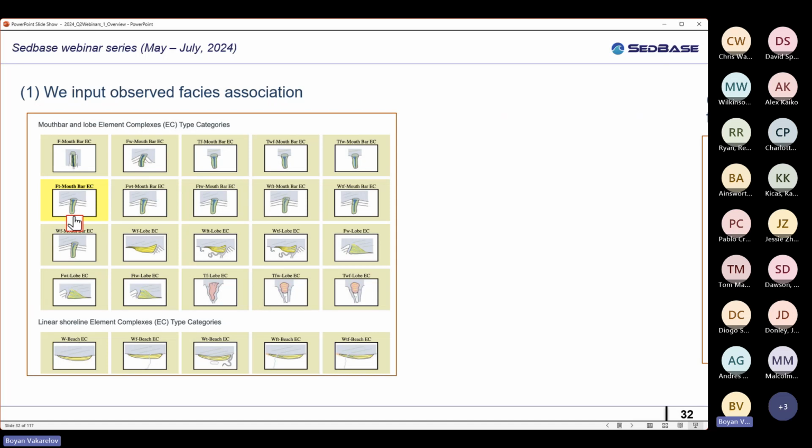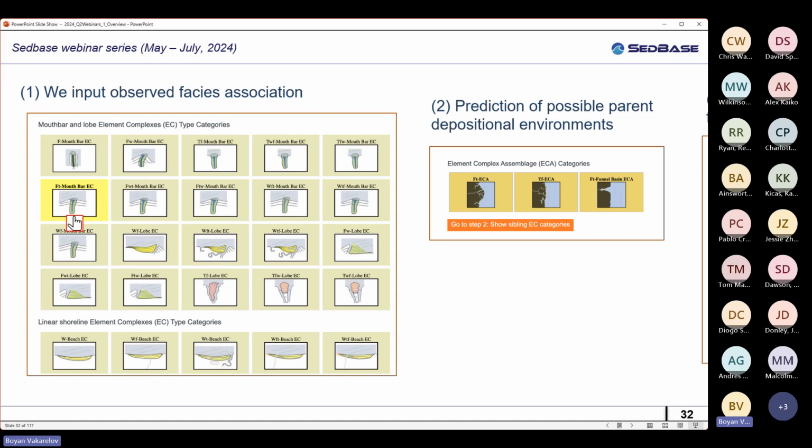So one thing that you can do with these predict modules is that you can tell the database what types of units you have identified. In this case, we have identified an FT mouth bar. So this is a fluvial dominated tide influenced mouth bar deposit. This is what we have observed in core.